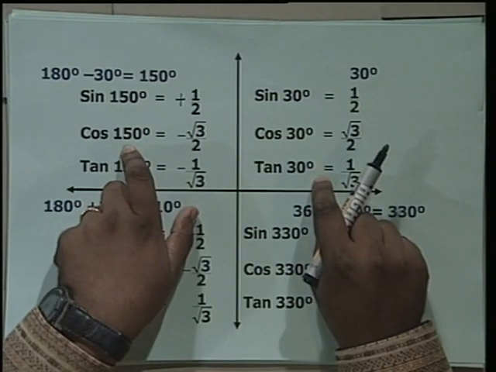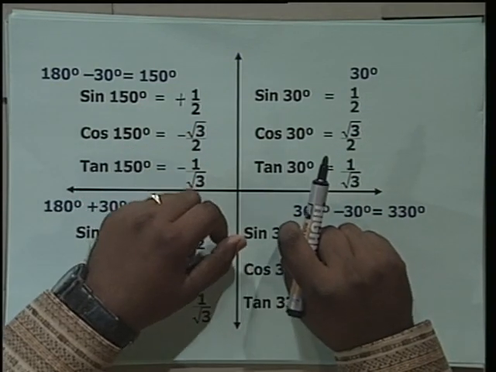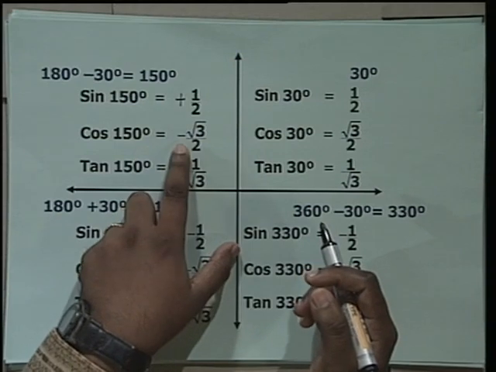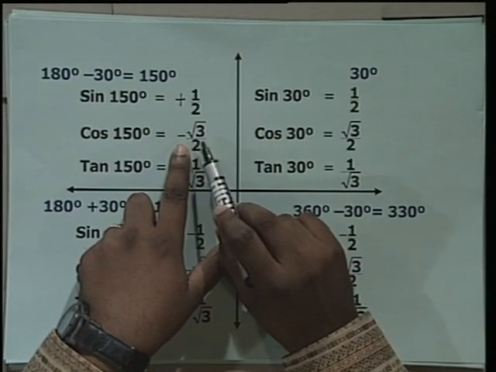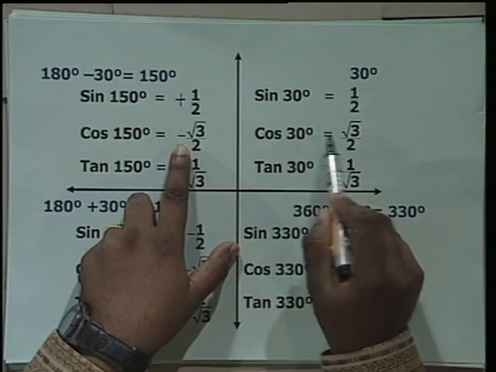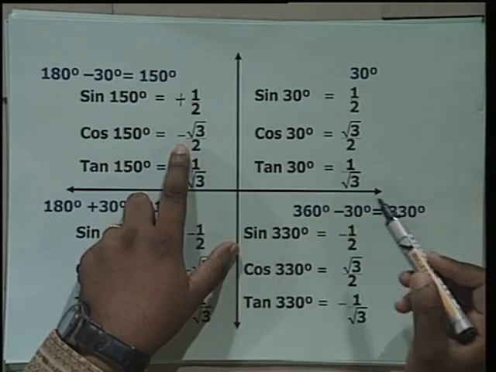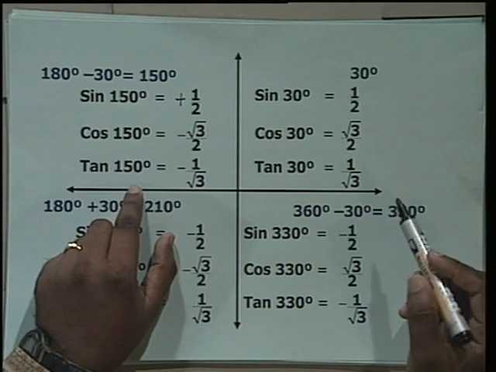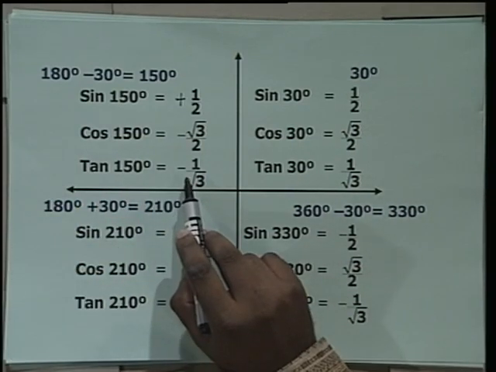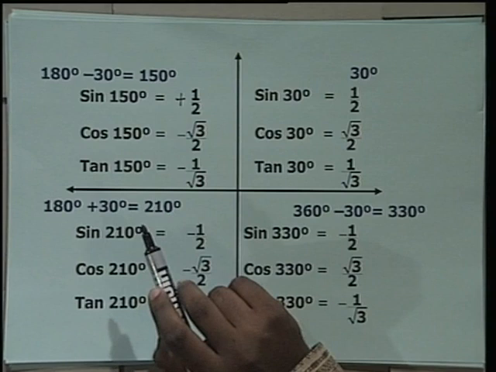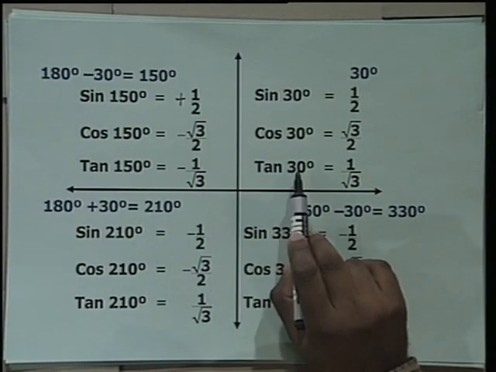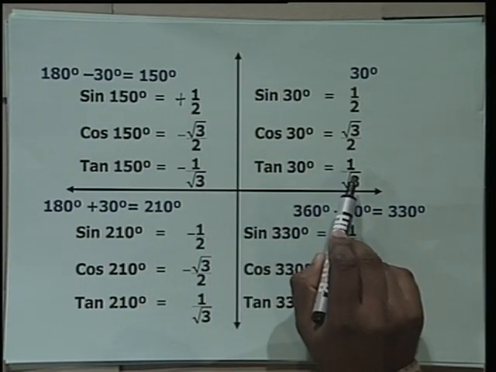Can you tell me what will be cos 150? Cos 150 will be negative, first of all. Why? Because cos of all the angles in second quadrant are negative. So cos of 150 will be negative, but it will have the same magnitude as cos of 30. So it will be minus root 3 by 2. Similarly, tan 150 will be negative because 150 is in second quadrant. But its magnitude will be same as tan 30, that is 1 over root 3.